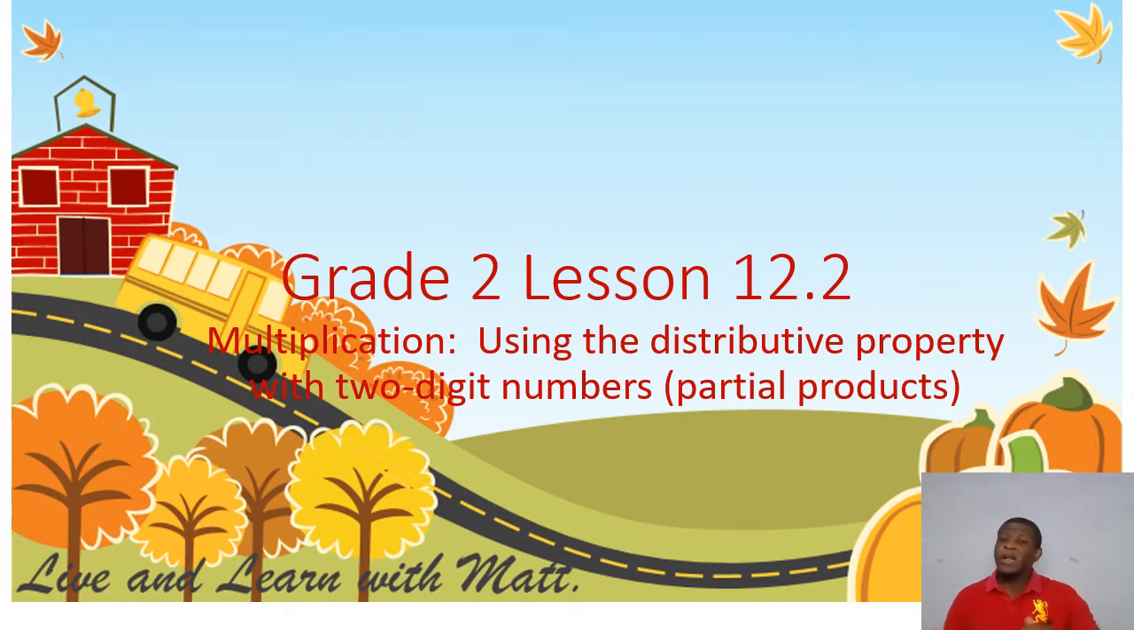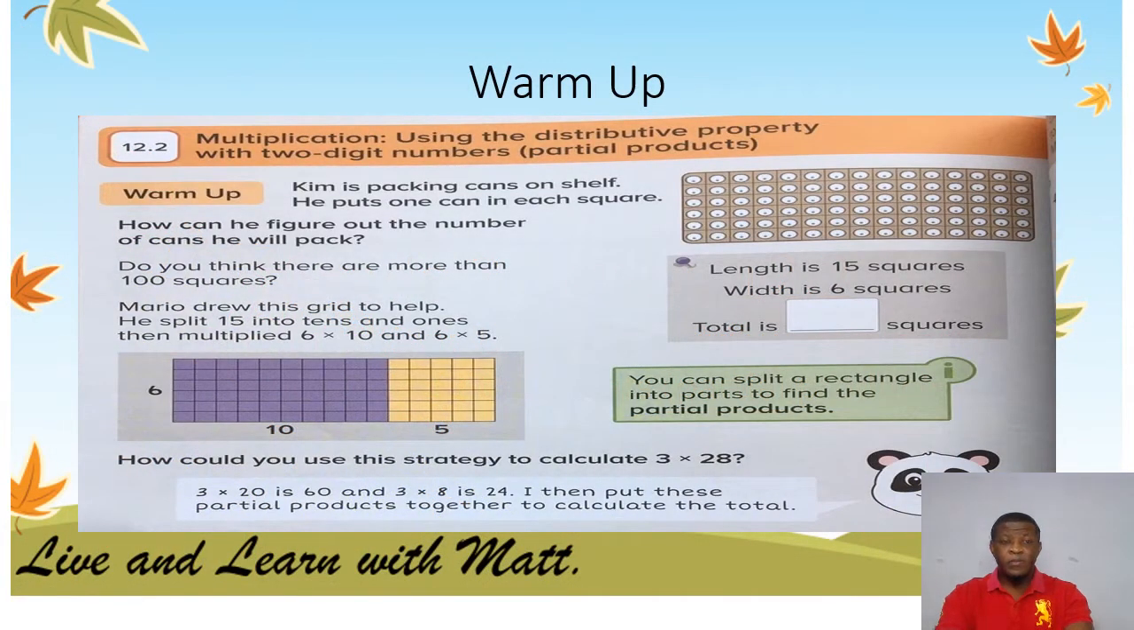Today we're going to take a look at lesson 12.2, using the distributive property with two-digit numbers using partial products. Now let's take a look at the warm-up. Kim is packing cans on a shelf. He puts one can in each square. How can he figure out the number of cans he will pack?